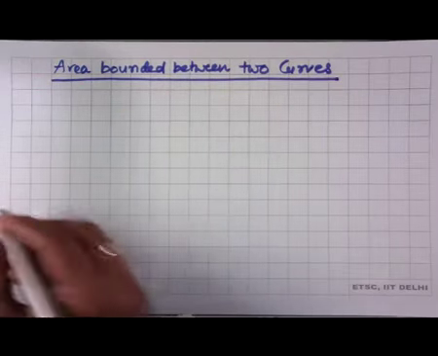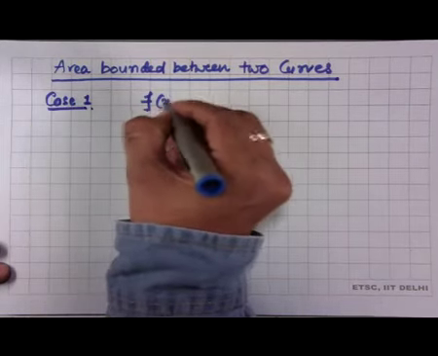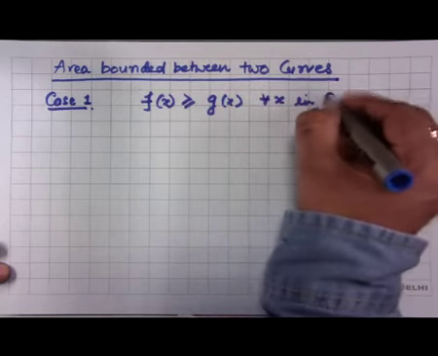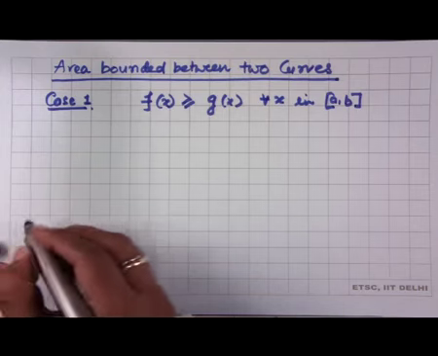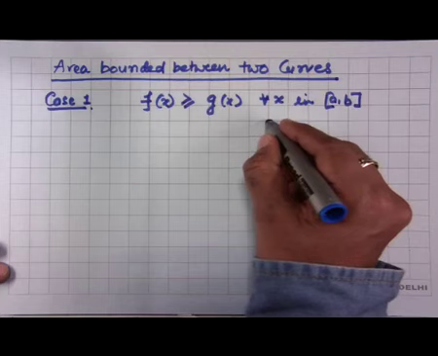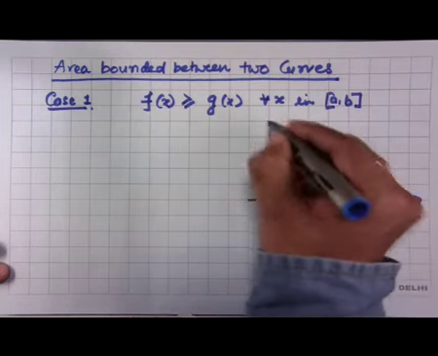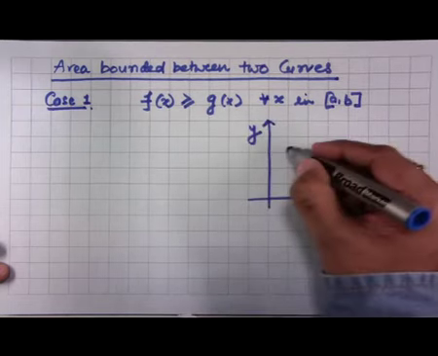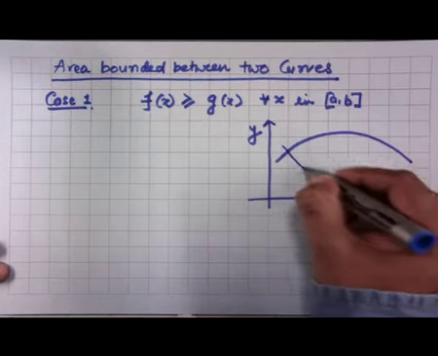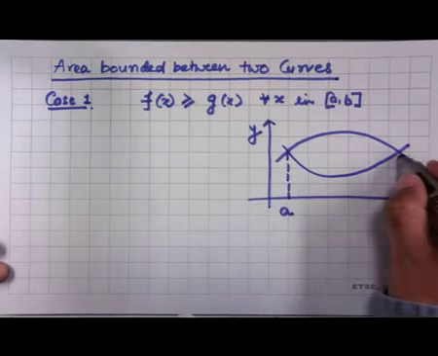For that, let us say case 1, assume that f(x) is greater than or equal to g(x) for all x in the interval [a, b], and they coincide at the points a and b. So, if this is your y axis, this is your x axis, you can plot f(x) and g(x) like this, where this point is say a and this point is b.